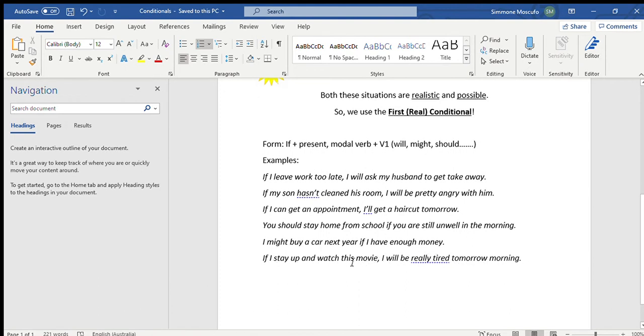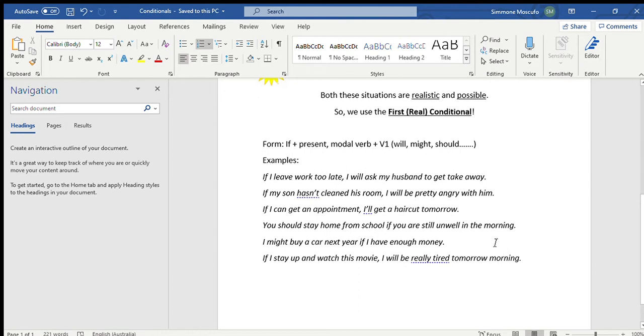And this is very realistic for me because I love movies and I love staying up late and watching them, but I need a lot of sleep, okay? I need 8 hours of sleep at night, otherwise I feel really tired the next day. It must be because I'm getting old.